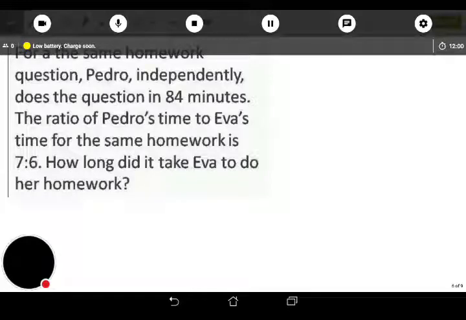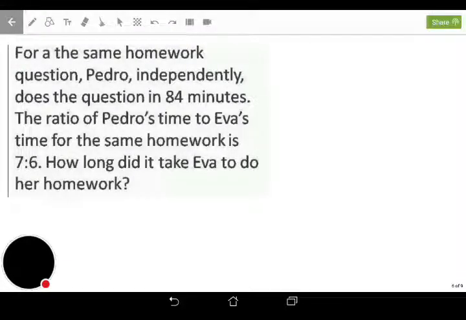Right, so we'll have a look at this question now. So it's for the same homework question. Pedro independently does the question in 84 minutes. And the ratio of Pedro's time to Eva's time for the same homework is 7 to 6. So that means for every 7 minutes that Pedro spends on the homework, Eva spends 6 minutes. So I've got my ratio, I've got the time that Pedro spends on it, and the ratio of Pedro to Eva. So it's important the order that it comes in the sentence. The question is, how long did it take Eva to do it?